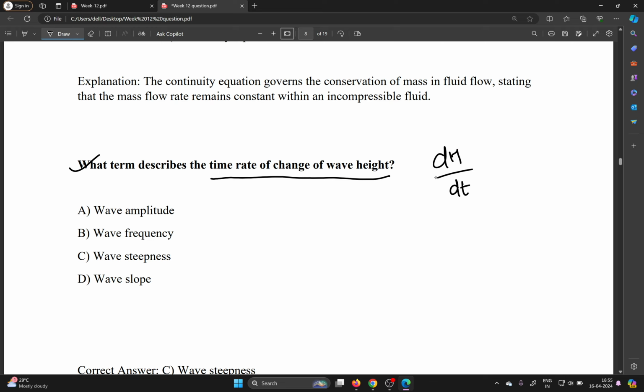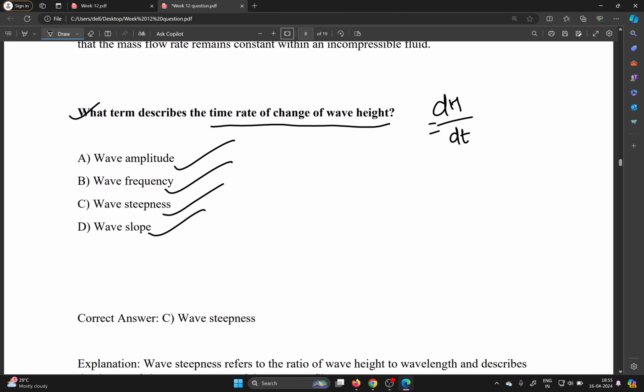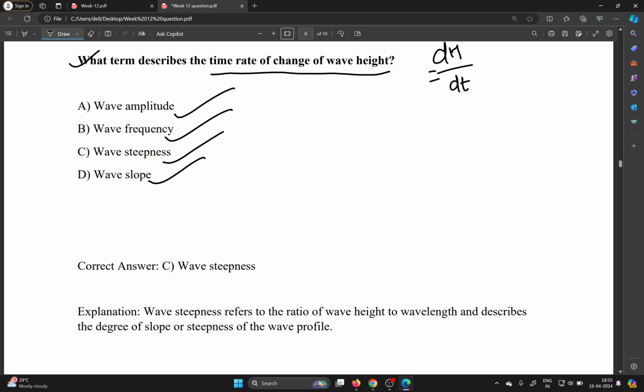Time rate of change of wave height. Wave amplitude, wave frequency, wave steepness, or the wave slope. So option C is correct. Wave steepness refers to the ratio of the wave height to the wavelength and describes the degree of slope or steepness of the wave profile.